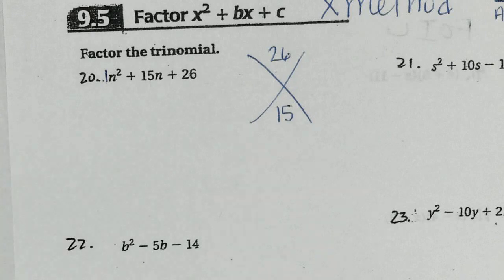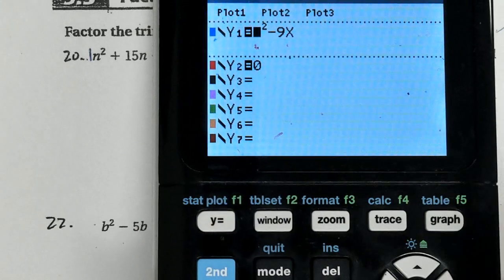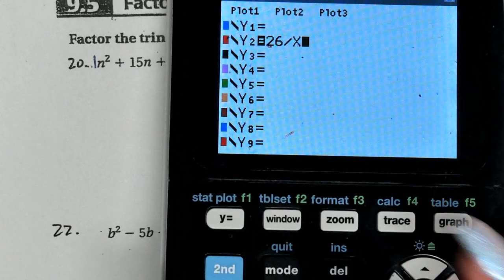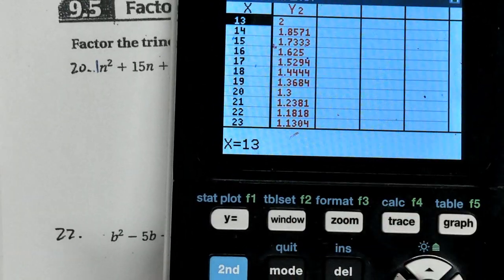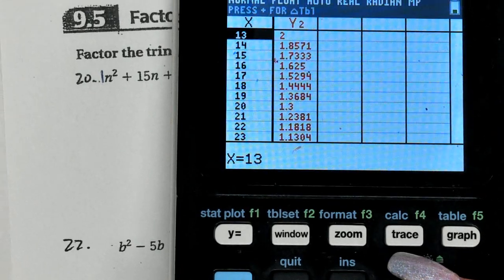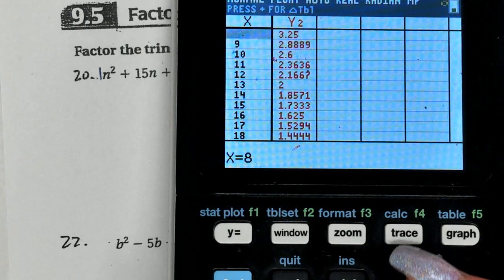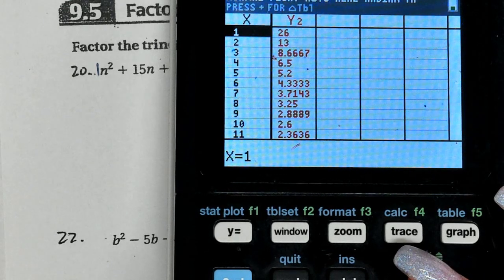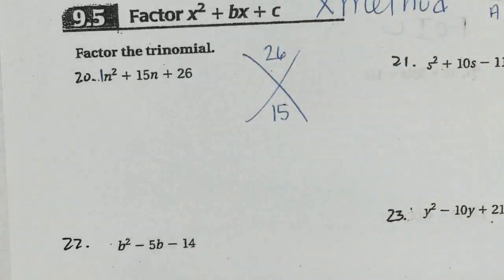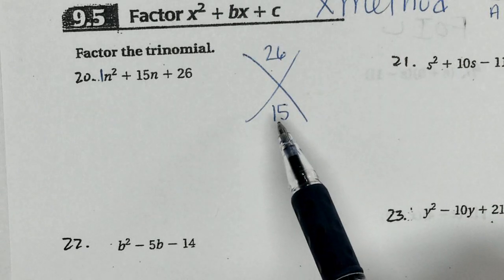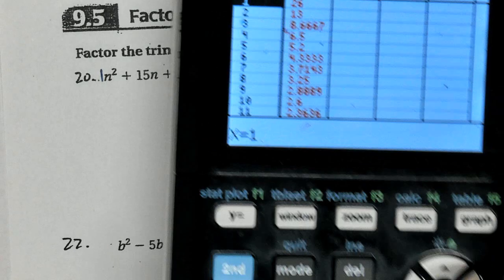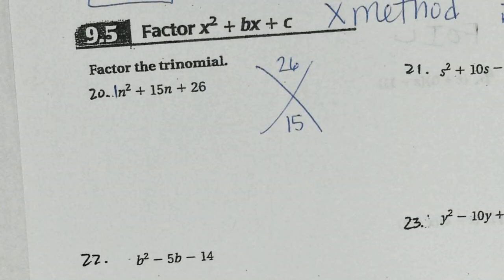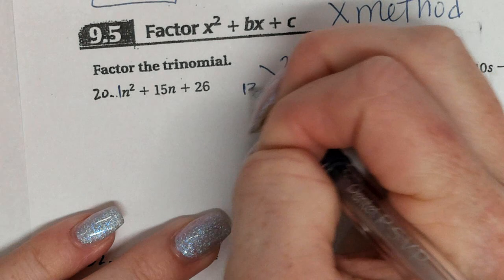If I don't know my factors, I can go in my calculator and I can do 26 divided by x, and that will tell me that 13 times 2 is 26, and pretty much 1 times 26, and that's it. Everything else is a decimal. Do y'all see that? So would 1 plus 26 give me 15? Would 13 and 2 give me 15?